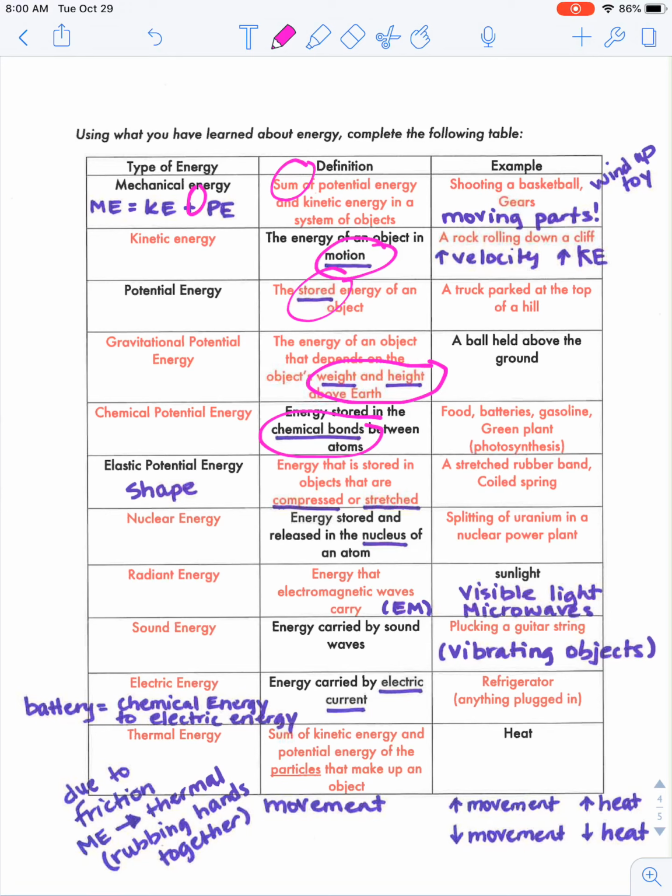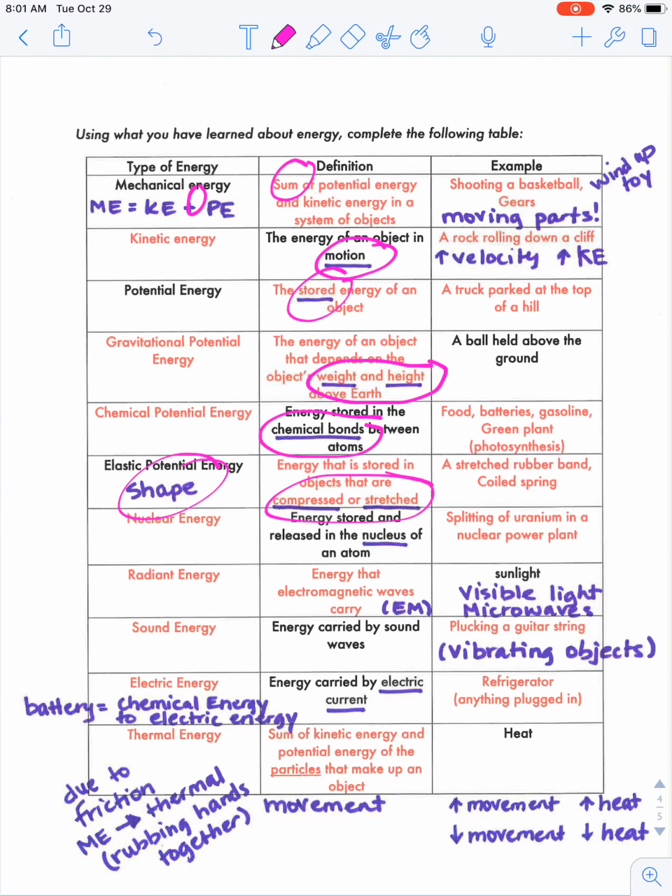Okay, elastic potential energy is stored in objects that are compressed or stretched. So it's going to affect the shape of that object. So a stretched rubber band, a coiled spring, that's where we had our trampoline, that's where we had our bow and arrow, our slingshot. When you pull back the bow and arrow, you have all of that stored elastic potential energy to convert to kinetic energy when you release it. So think back to the little rubber band lab we did, where we pulled the rubber band back, changed the shape of that rubber band. All of that stored potential energy converted to kinetic energy when we let go of it.